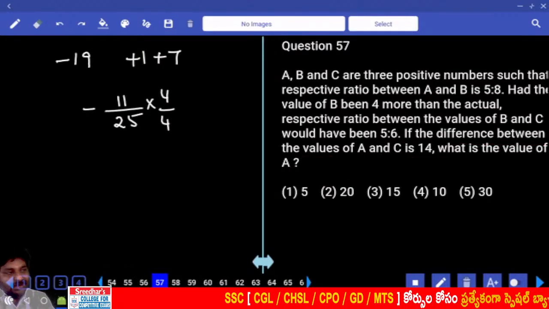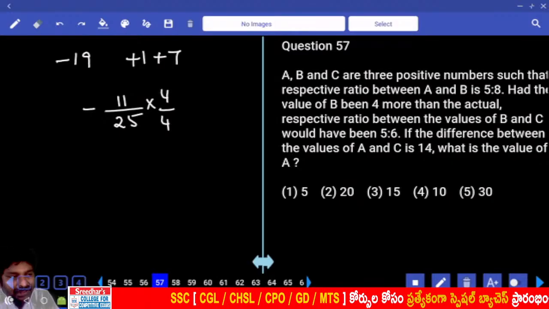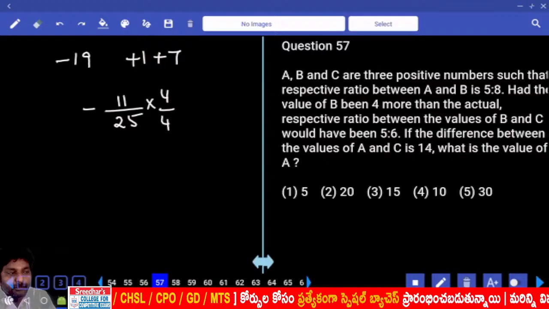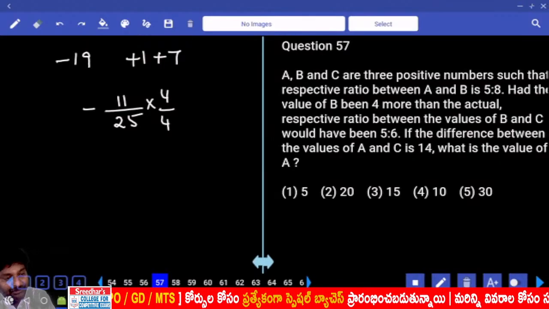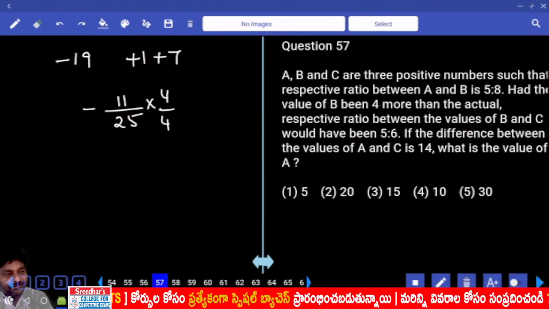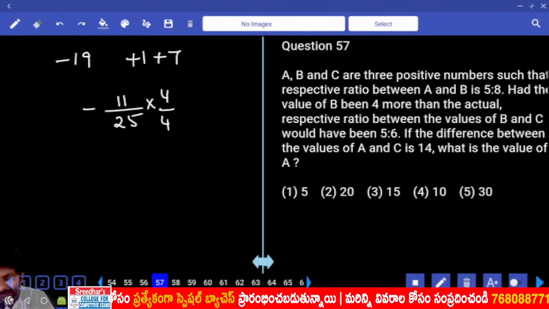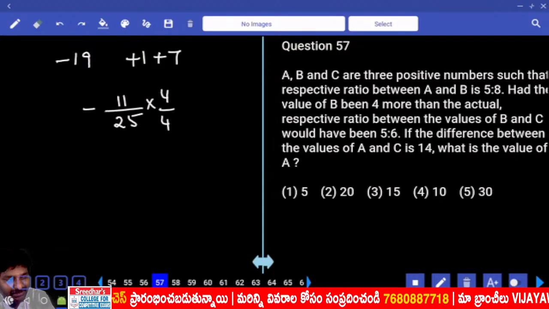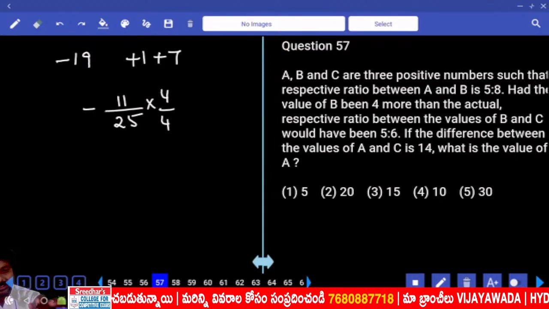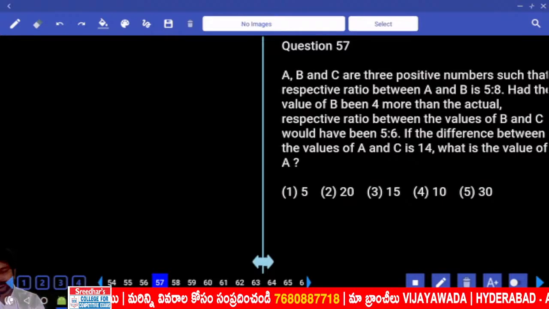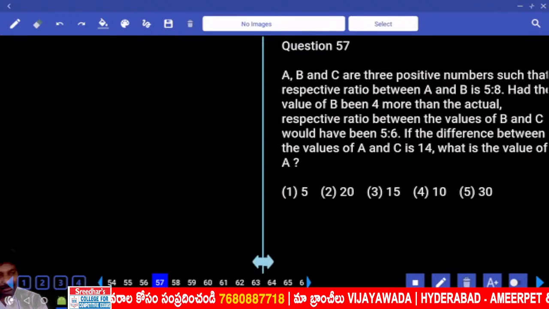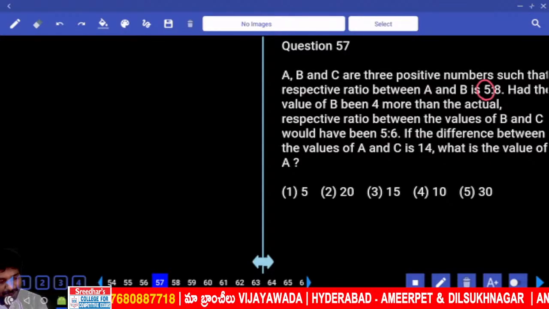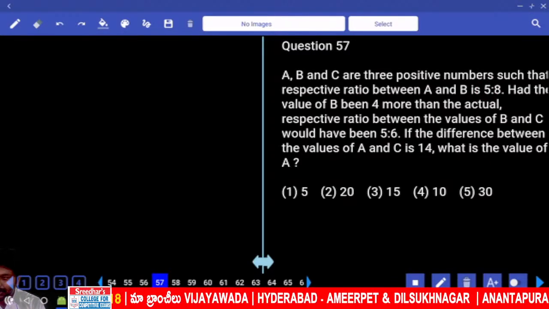A, B, C are three positive numbers such that the respective ratio between A and B is 5:8. Had the value of B been 4 more than the actual, the respective ratio between the values of B and C would have been 5:6. If the difference between the values of A and C is 14, what is the value of A? A value. Okay. A is equal to how many parts? Answer should be 5 multiple. All are 5 multiples. Okay.